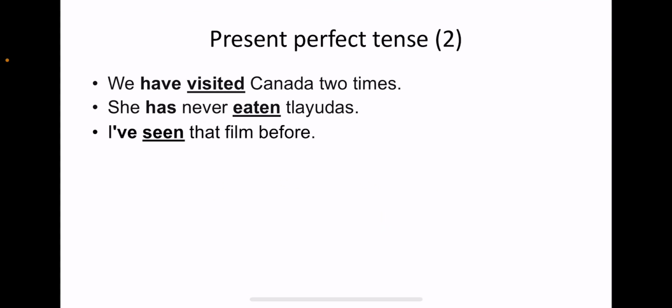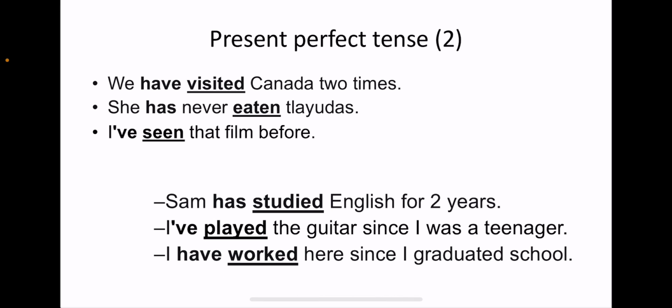So I can express experiences like: We have visited Canada 2 times. She has never eaten tlayudas. I've seen that film before. The 3 examples indicate an experience that occurred in the past, and now that I'm talking about the experience, well, it's relevant now. We can also use it to talk about events that started in the past, continued in the past, and they are relevant or they continue up to now, the present.